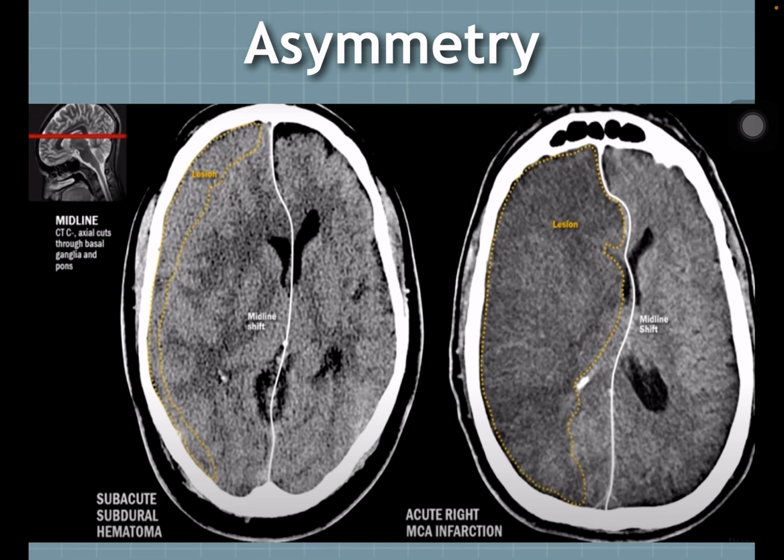Subacute subdural hematoma. We have a crescentic isodense lesion, which causes a midline shift and effacement of the lateral ventricle. It is isodense to the gray matter of the brain. So next is an example of acute right MCA infarct, massive right MCA infarct, causing a midline shift to the left. So when we have an asymmetric CT brain, we need to look for the cause of the asymmetry.